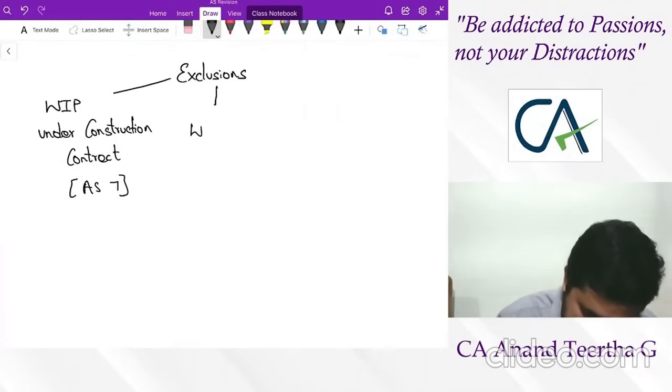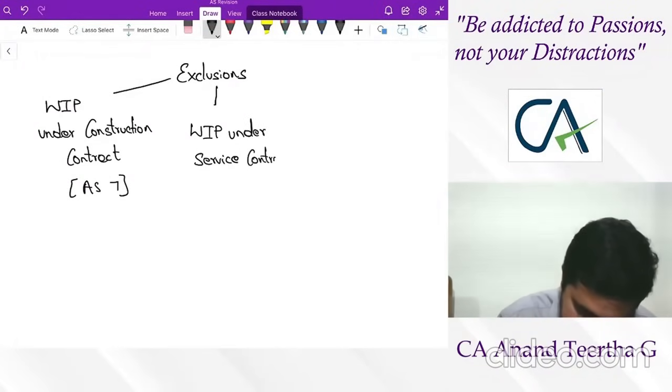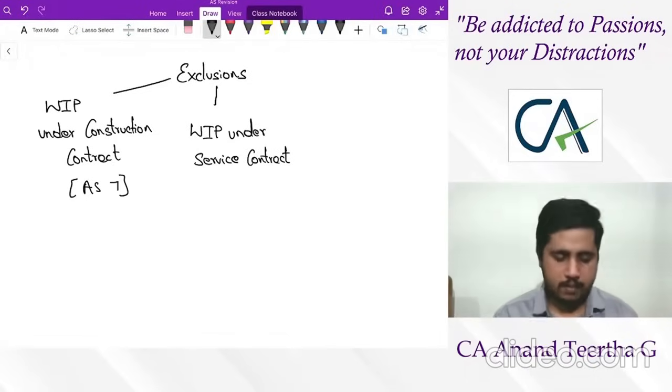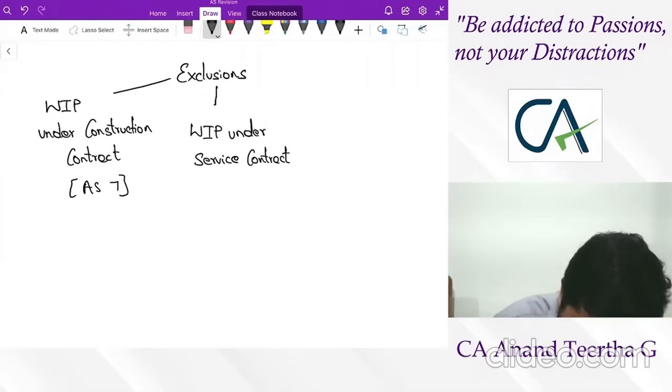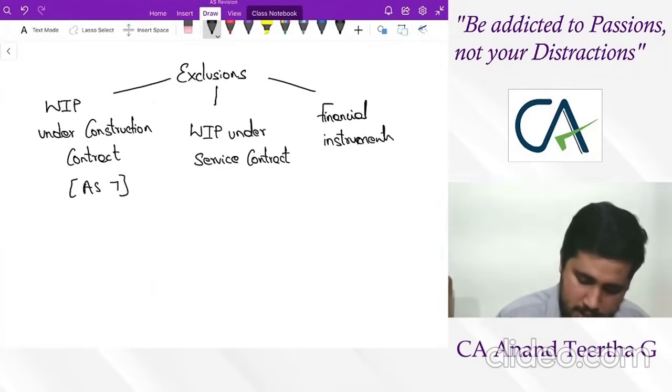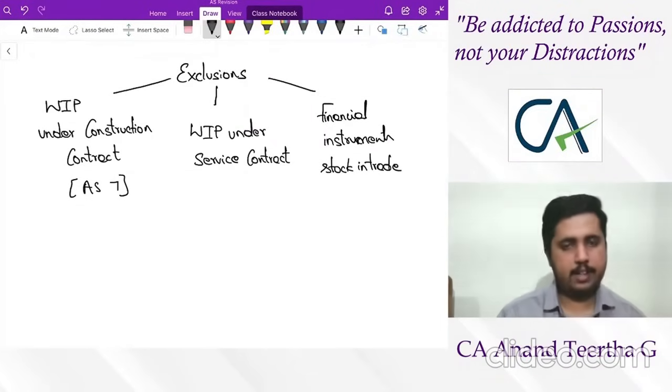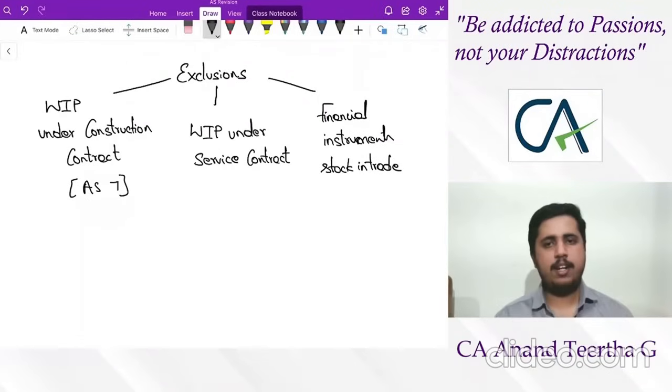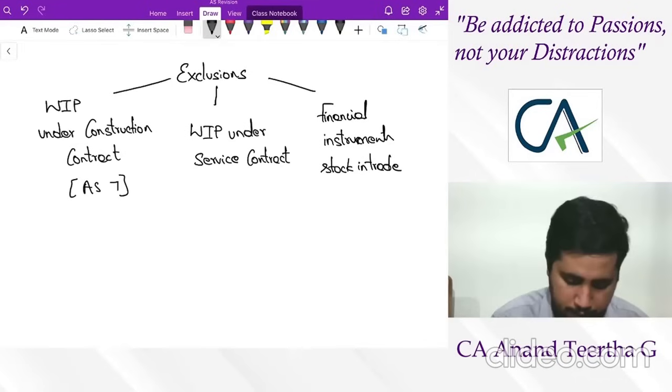Second, work in progress under service contracts. So if there are any service rendering at that time, if there is any work in progress under the service contract, then again it's not covered by AS2. Then third one, if there is any financial instruments, so if you have got any shares or any other financial instruments which is kept as stock in trade, then it is excluded. If it is kept as an investment, it is covered by AS13. If it is kept as stock in trade, it is excluded from AS2. It will not be covered.